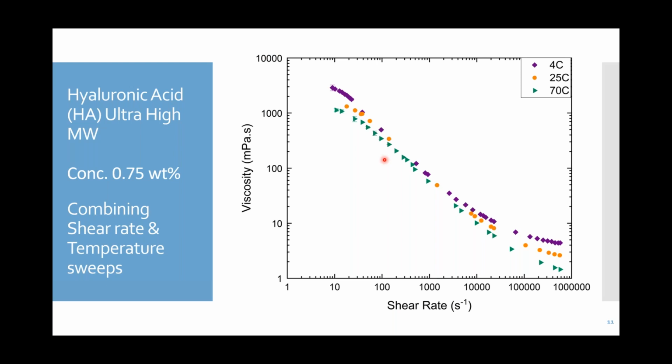If you look at the data, you can see that at 4 degrees C, the viscosity of the sample at the shear rate of 10 inverse second is about 3,000 centipoise. That is quite high. But as the shear rate increases to about 600,000 inverse second, the viscosity drops to something about 5 centipoise.